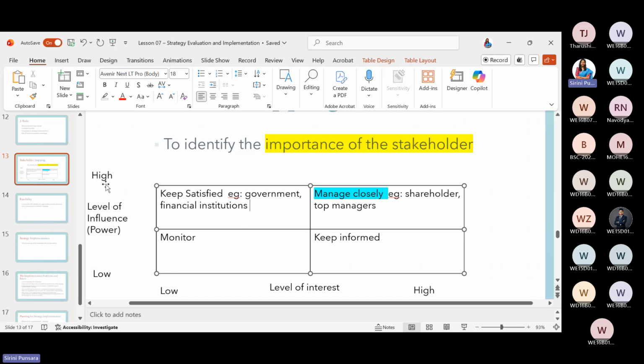Then we have power is low, but interest is high. They don't have that much power over the company, but they are highly interested. That kind of people, we have to keep informed. We have to provide information to them. Examples will be customers. They are highly interested in the company, but they have less power by comparison. So customers, general public, maybe local communities.